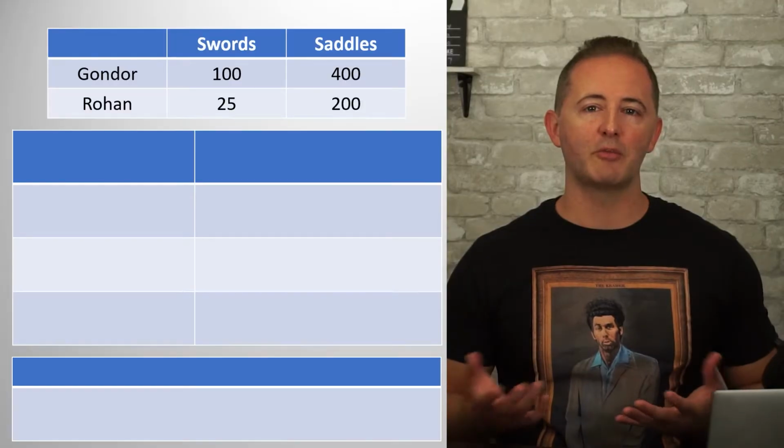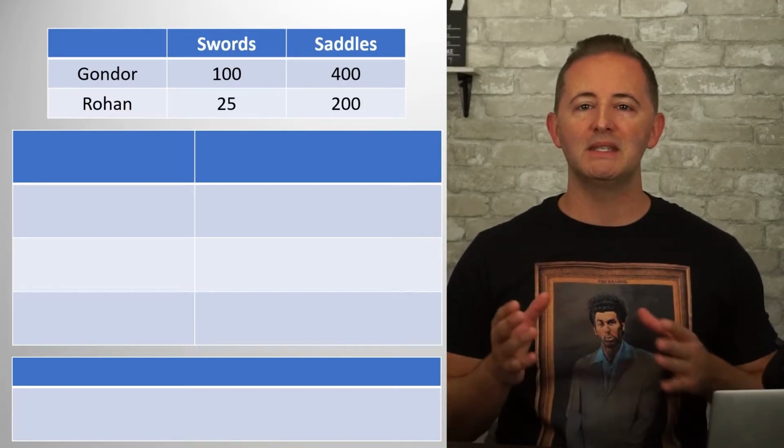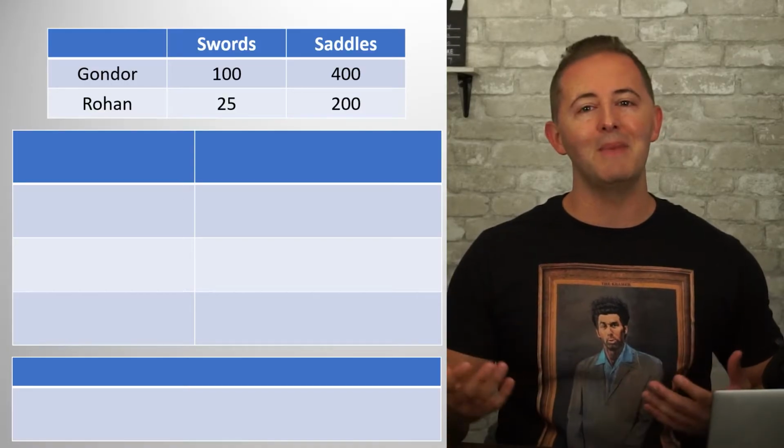Comparative advantage means producing something at a lower opportunity cost than the other person or country. And opportunity cost refers to what we gave up. So we'll calculate the opportunity cost of each country of producing swords and saddles. What is Gondor's opportunity cost of producing one sword? In other words, each time they make one sword, how many saddles do they give up the opportunity to make?